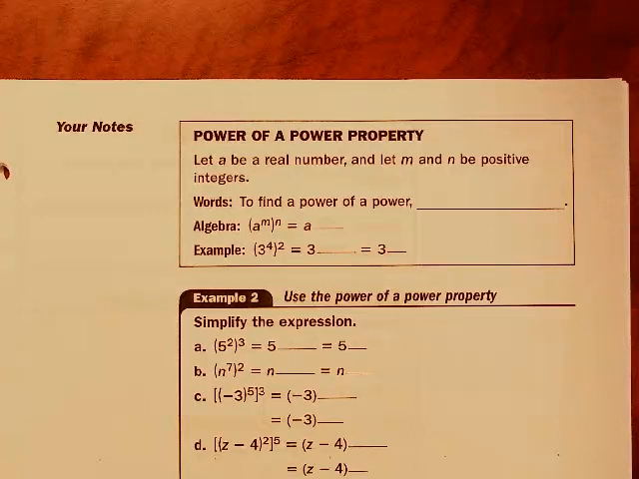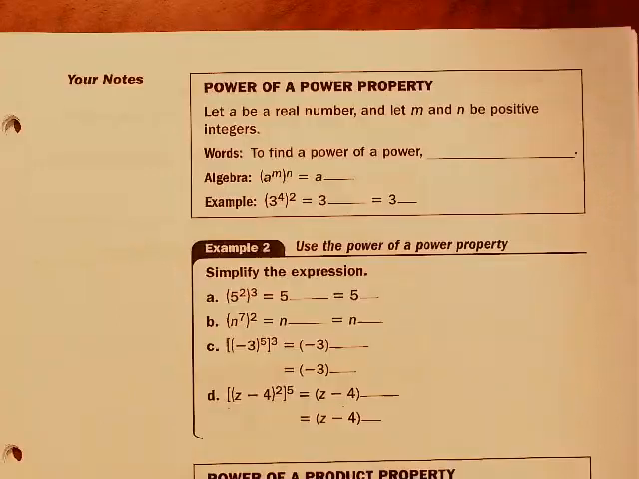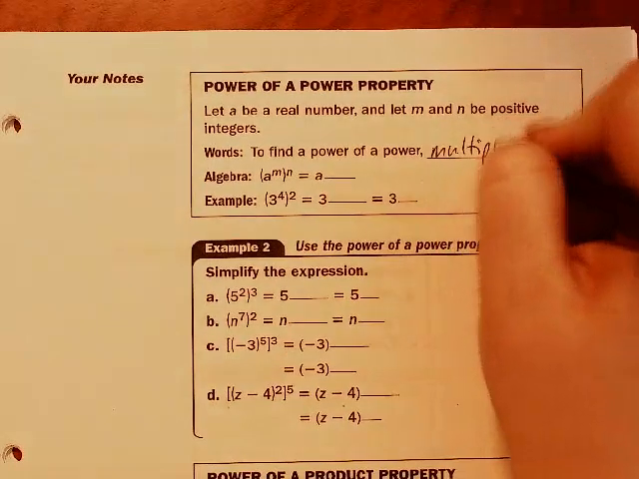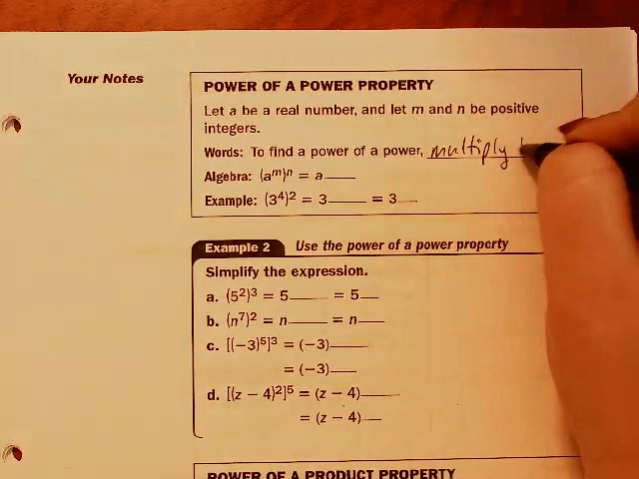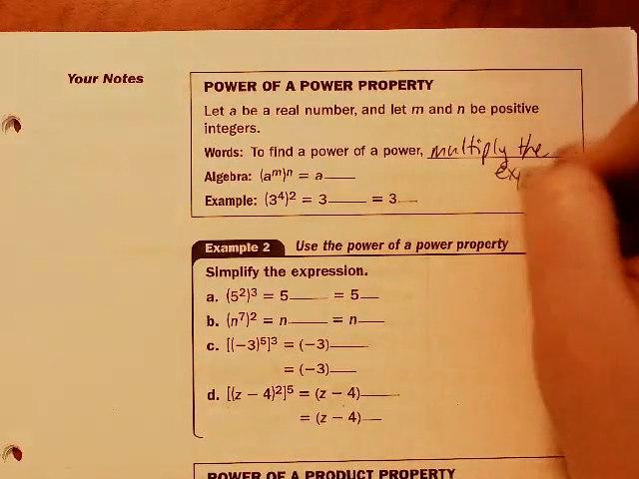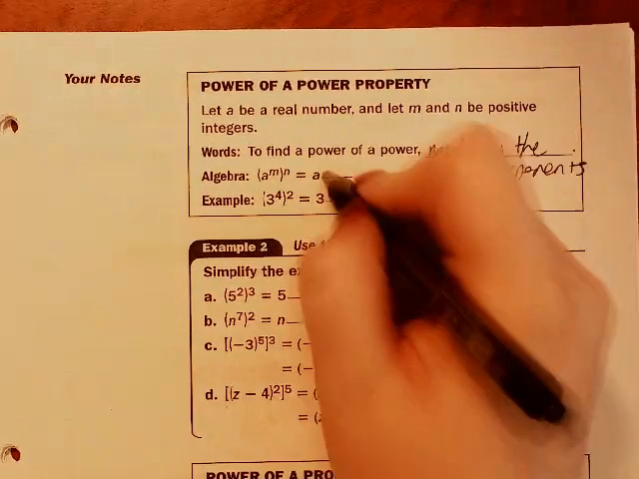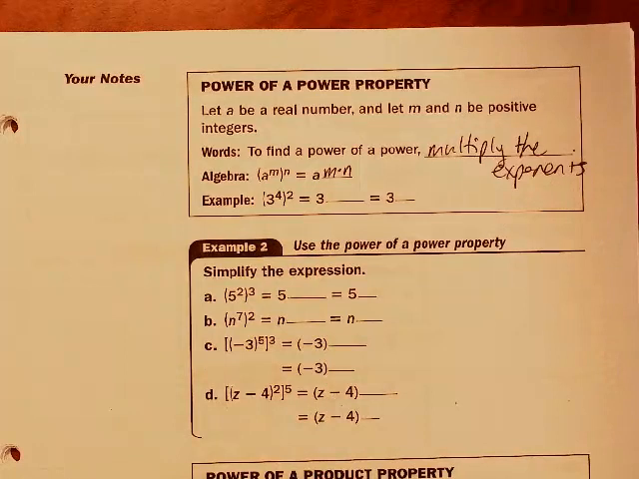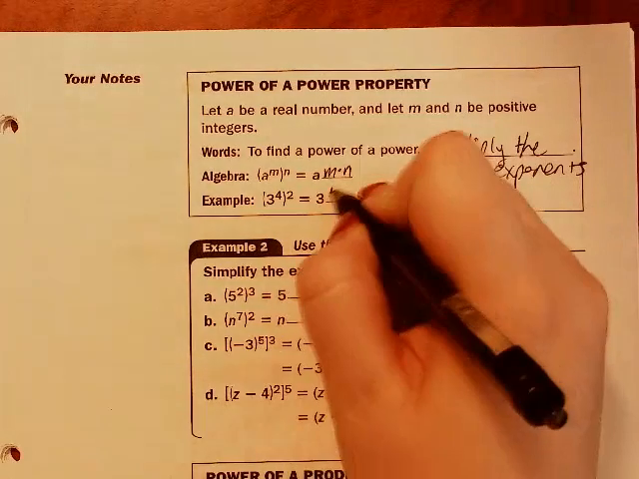Let a be a real number. Let m and n be positive integers. To find a power of a power, we multiply the exponents. So a to the m to the n is a to the m times n. So 3 to the 4th squared is 3 to the 4 times 2, or 3 to the 8th.